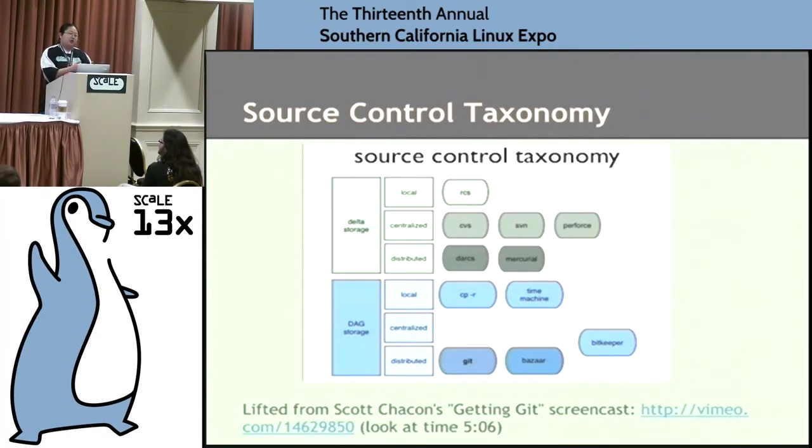A delta storage means that the way they store the different versions of the file is by storing the delta, the difference between one version and the next. And it's kind of on a file basis. So Mercurial and Subversion both use the same delta storage technique.